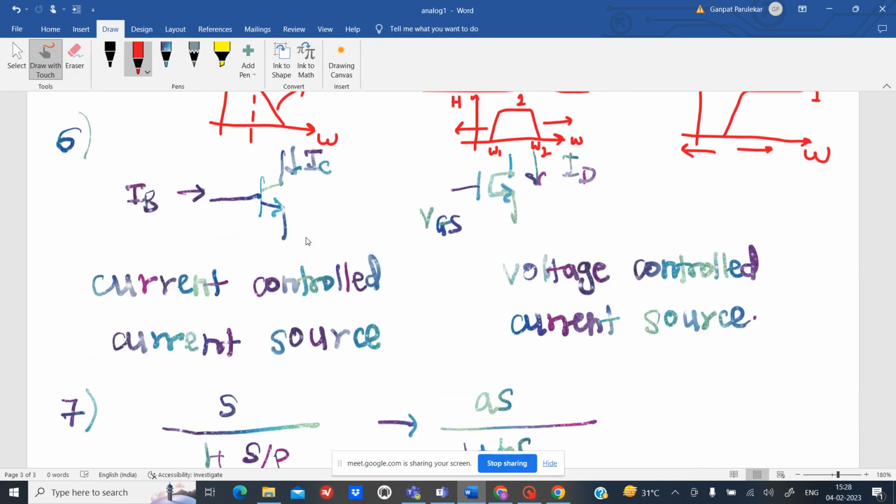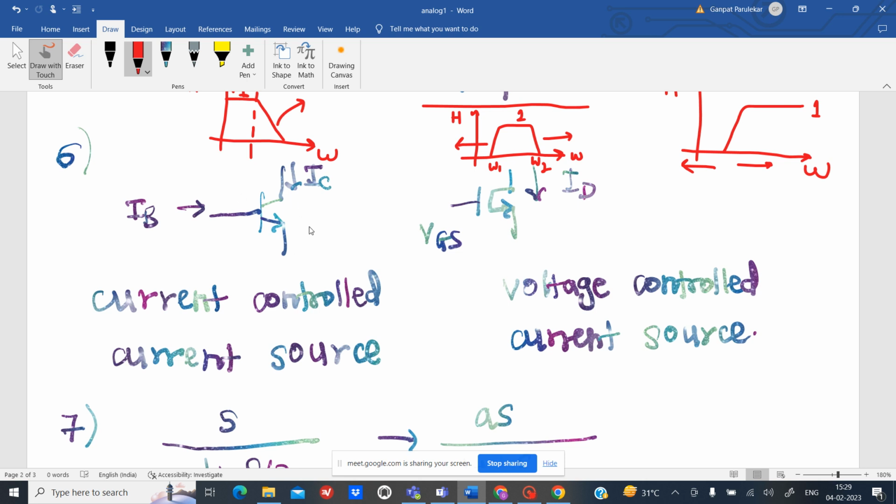So this is the symbol of the BJT, and on the right hand side we have the symbol of the MOSFET. You know that the collector current, that is IC, is beta times IB. So IC will flow only if there is current through the base of the BJT. Now in the case of the MOSFET, the current through the MOSFET, which is ID, is equal to beta by 2 into (VGS minus VT) squared.